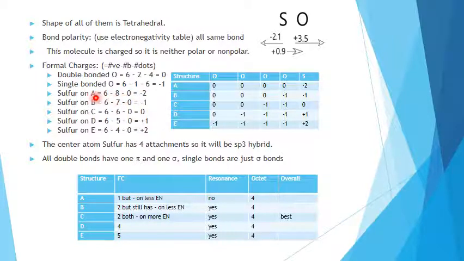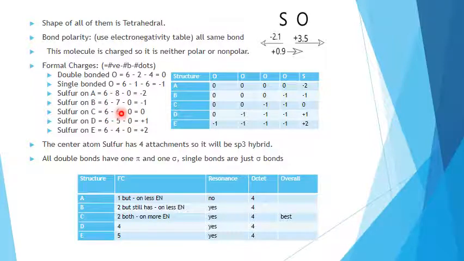The sulfur on the structure lettered A: sulfur has 6 valence electrons. This structure had 4 double bonds, so it has a total of 8 bonds. So it's 6 minus 8 minus 0 equals minus 2. So the formal charge on the sulfur in structure A is minus 2. The sulfur in structure B has 1 less double bond, so it's going to be 6 minus 7, 3 double bonds and 1 single bond, and so it has minus 1.